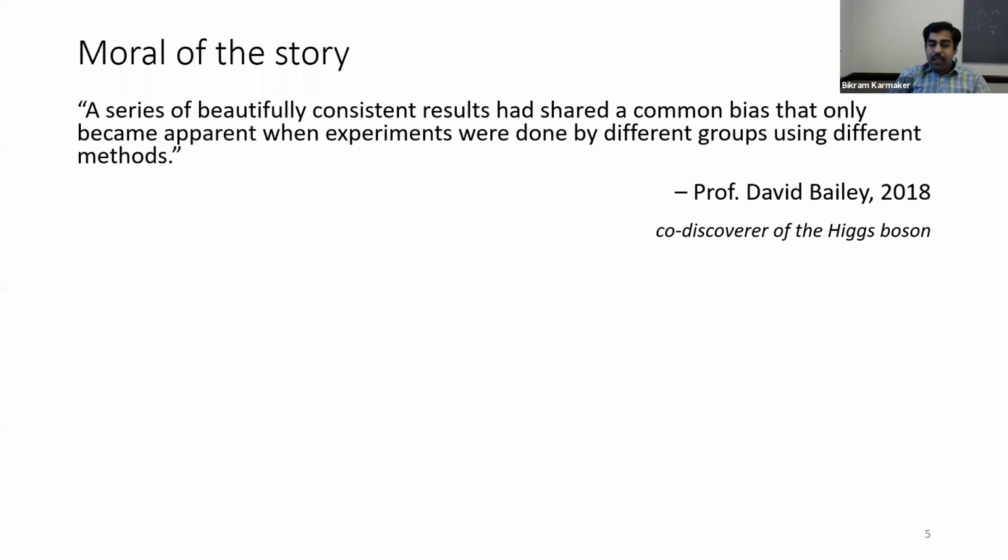So Professor David Bailey in 2018 writes, quote, "a series of beautifully consistent results had shared a common bias," and he's talking about Millikan's calculation and the calculations following it for a decade, "that only became apparent when experiments were done by different groups using different methods."